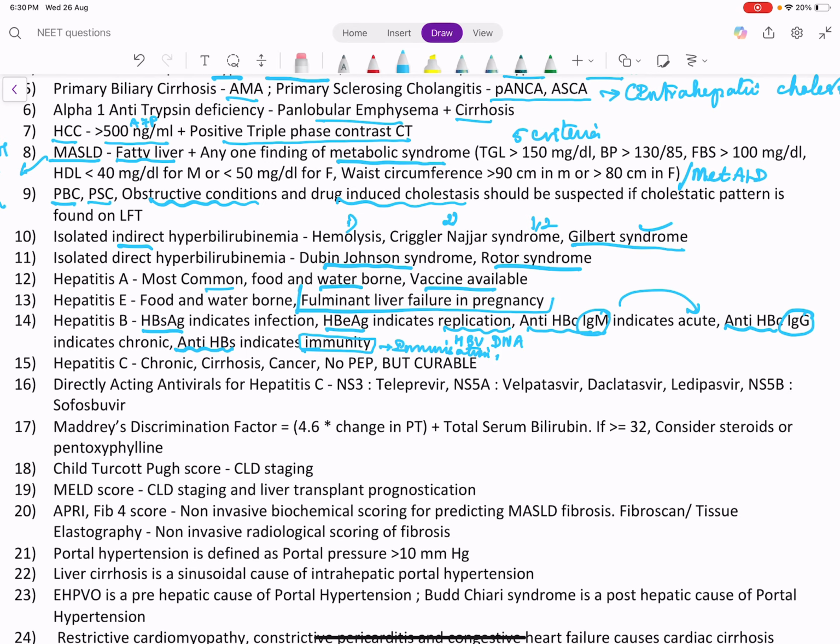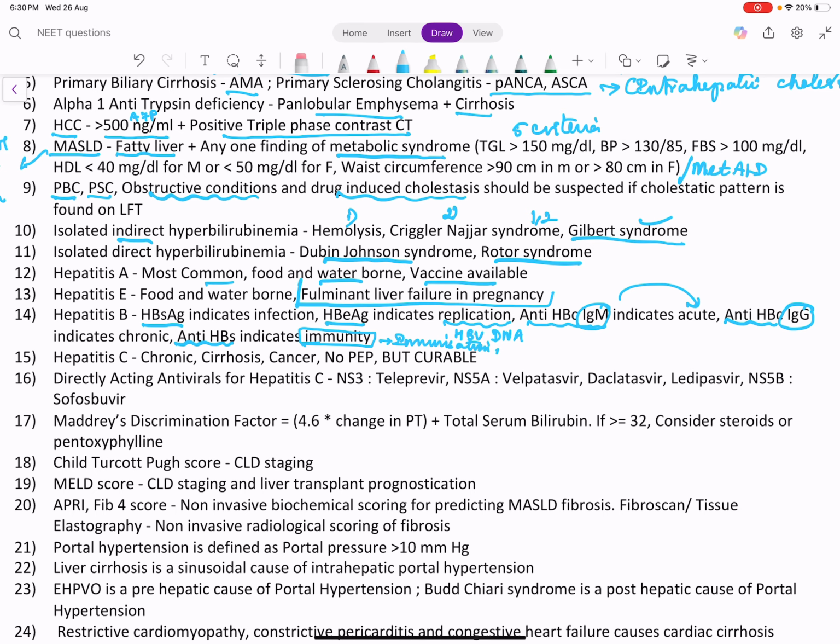Hepatitis C, the important points, everything is C. It is commonly associated with chronic hepatitis, commonly associated with cirrhosis, commonly associated with even hepatocellular cancer. When there is exposure to hepatitis B, there is a post-exposure prophylaxis, but there is no post-exposure prophylaxis in hepatitis C, but it is completely curable. Once we take a treatment regimen for a particular time, it is completely curable.